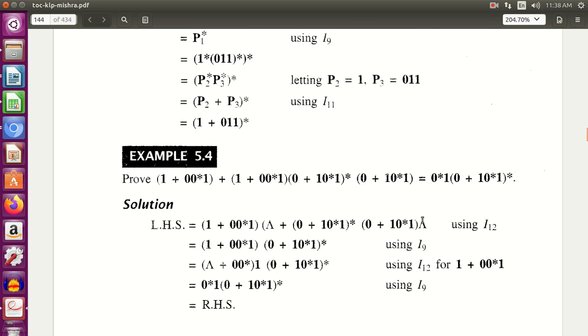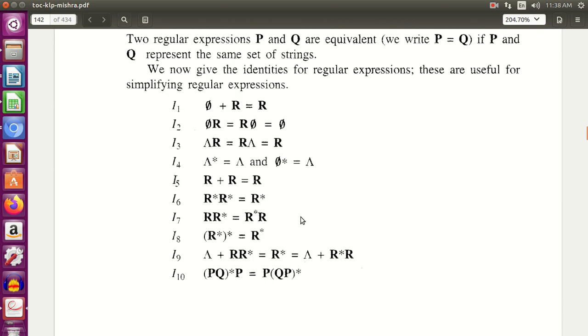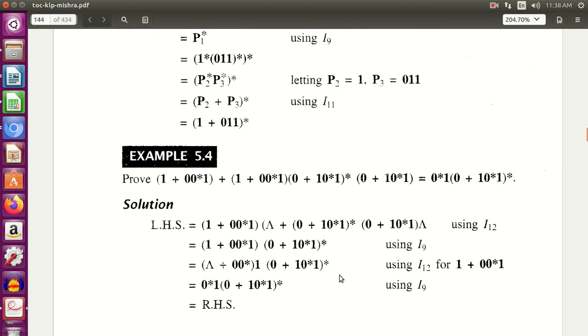And if you remember the identities that we had learned, lambda plus r star r gave us r star. I'll just go back to the identity portion for your convenience. So this is the identity I'm talking about: lambda plus r star r is equal to r star. Fine. So this is the identity rule that we are going to apply over here as well. So this is my r star and this is my r. So this is lambda plus r star r, which gives you r star.